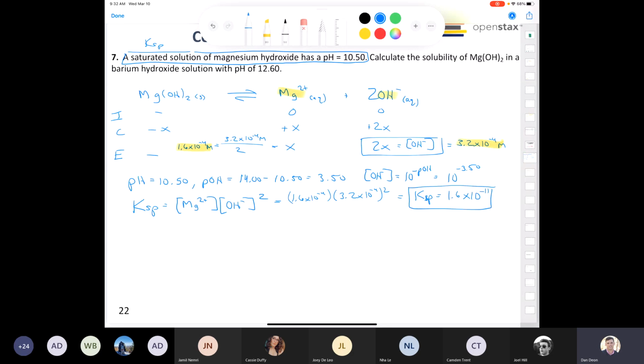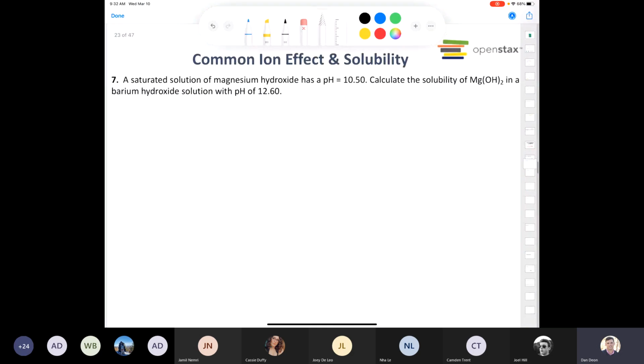So there you have it. Now we've got our KSP, and now we can embark on the second part of the problem. I'm going to copy the KSP because it's what's relevant to us when we solve the second part of the problem, and I gave myself some more space over here. So KSP is equal to 1.6 times 10 to the negative 11.